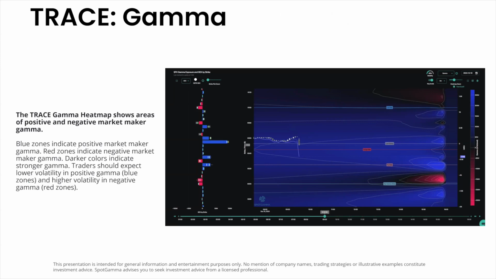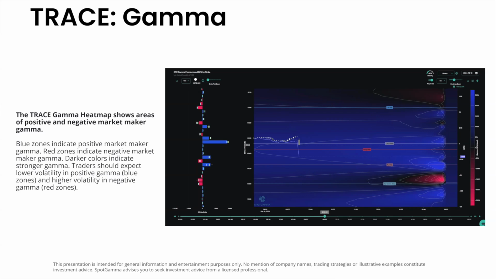The first TRACE chart I look at is gamma. The TRACE gamma heat map shows areas of positive and negative gamma. Blue zones indicate positive market maker gamma. Red zones indicate negative market maker gamma. Darker colors indicate stronger gamma. Traders should expect volatility in positive gamma, again that's the blue zones, and higher volatility in negative gamma, again that's the red zones.